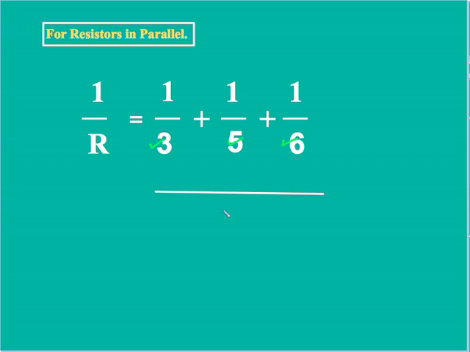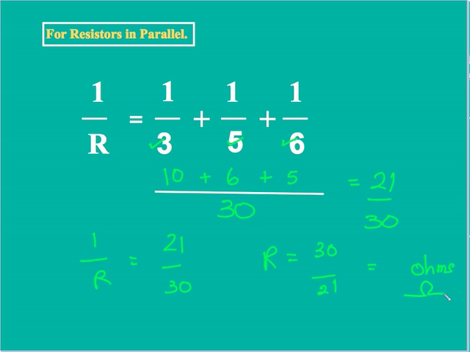Taking an actual problem now for 3 resistors in parallel, 3 ohms, 5 ohms, and 6 ohms, we see that they have a common denominator of 30. So 3 goes into 30 10 times, 5 goes in there 6 times, and 6 goes into 30 5 times, giving us 21 over 30. It follows that R would be equal to 30 over 21. And we can solve that as a decimal and get our answer in ohms.